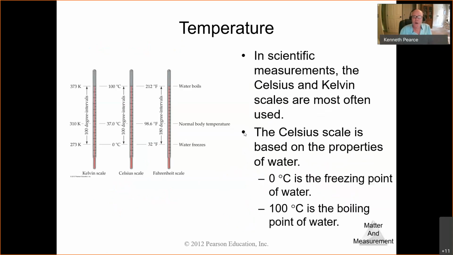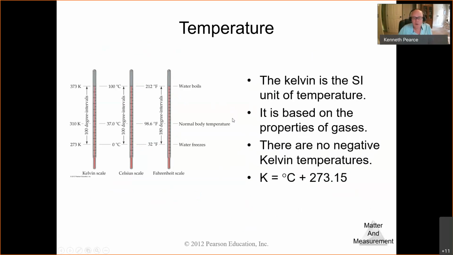All right. And so Celsius we use a lot, and it's defined in terms of the boiling point of water. So we have the boiling point of water up here. We have the freezing point. Same thing with the Fahrenheit scale. It's defined in terms of water, and that's fine. But the only problem is that you end up with negative numbers.